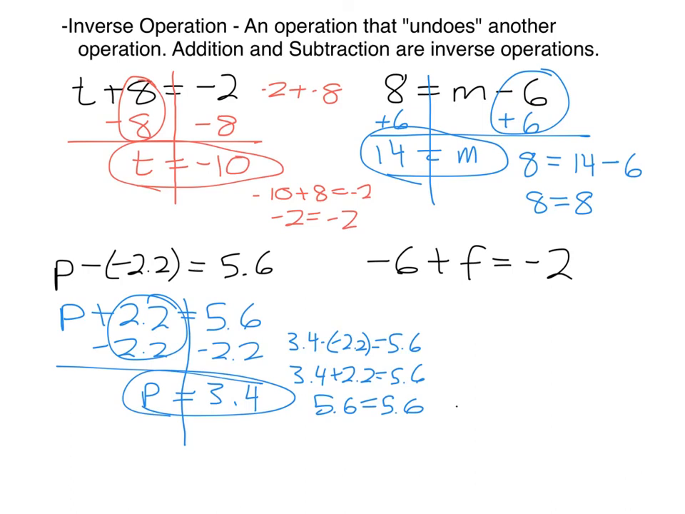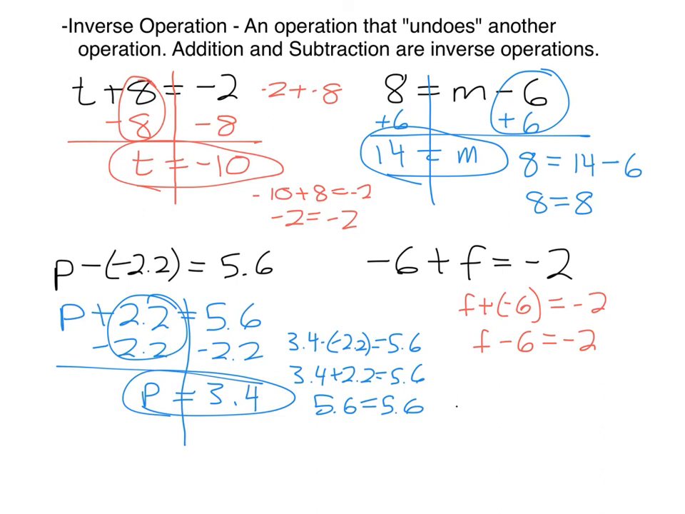That makes it true. And our final example, negative 6 plus f equals negative 2. Now, I don't really like the order that this problem is written in. I like to have my variables come first because I think it lets me see it a little bit better. So we can use the commutative property of addition. I can write this as f plus negative 6 equals negative 2, right? As long as it's addition, we can move our terms around. Now I can rewrite plus negative 6 as f minus 6 equals negative 2.